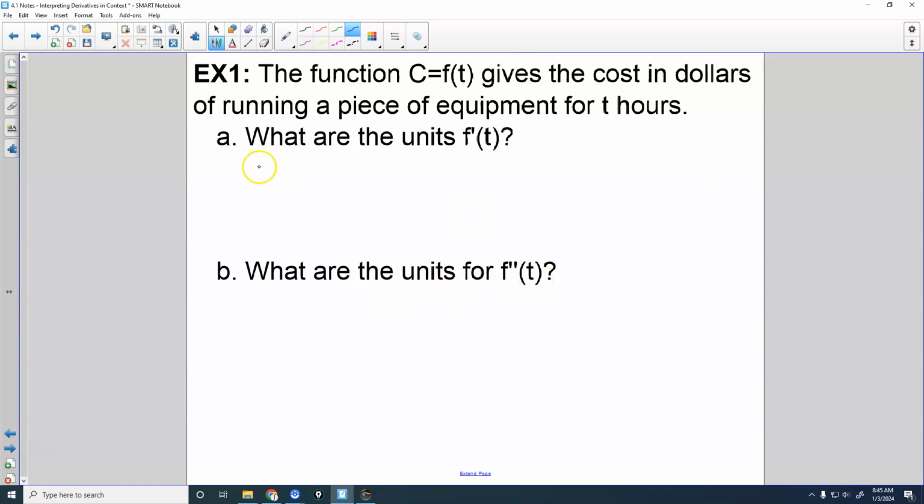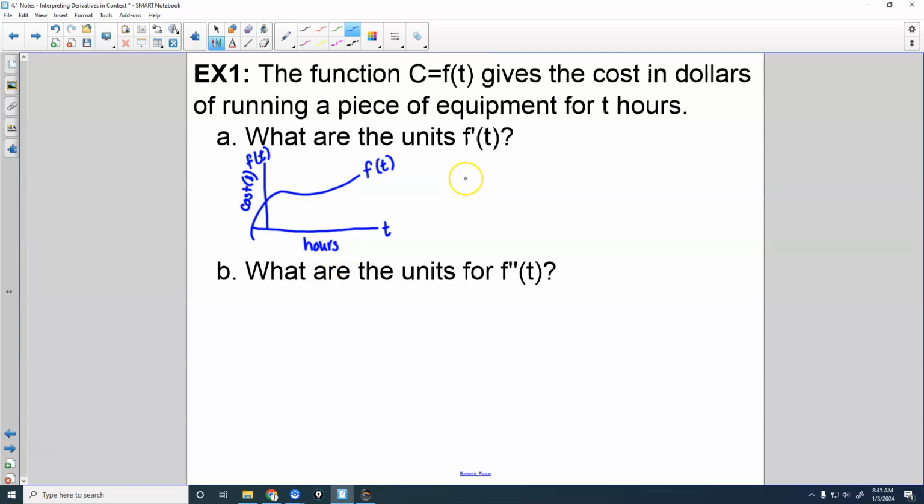So let's start thinking about our graph for C of t. We don't have any clue what it looks like. This is f of t, which means this axis right here is t, and this is f of t. It says that this gives the cost in dollars of running a piece of equipment for t hours. So this is cost in dollars, and this is hours here.